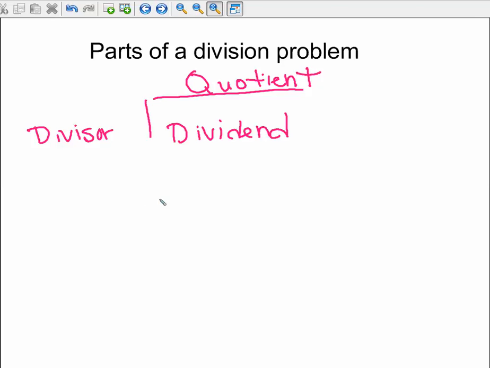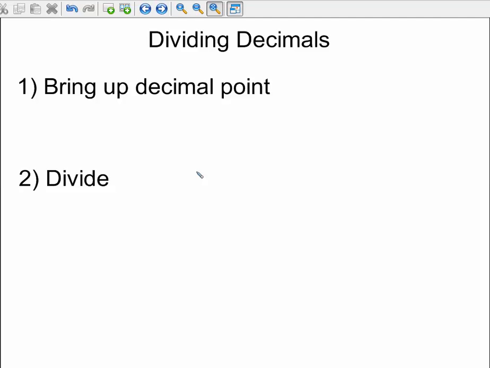Usually when you see division, sometimes you could see something like 5 divided by 3. It looks like a fraction. This top number always goes on the inside, so 5 divided by 3. So 5 would be the dividend, 3 would be the divisor, and then we would divide it out and find the answer, which is the quotient. So coming back to decimals, when we divide decimals, we bring up the decimal point in the answer and then we divide.